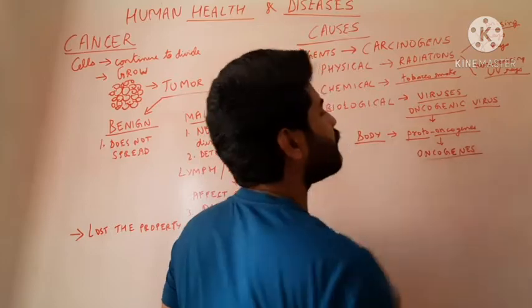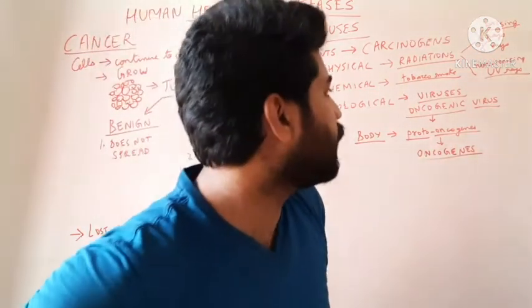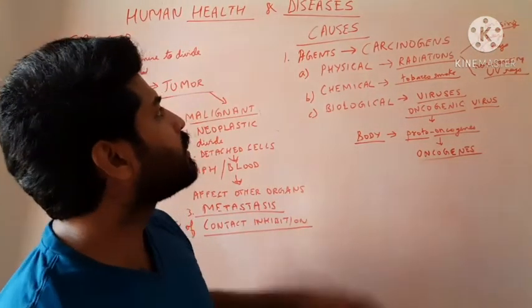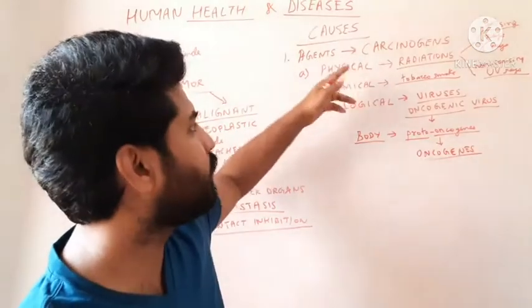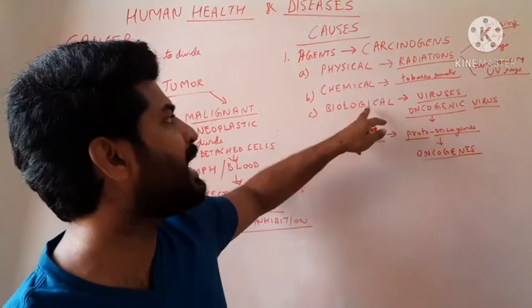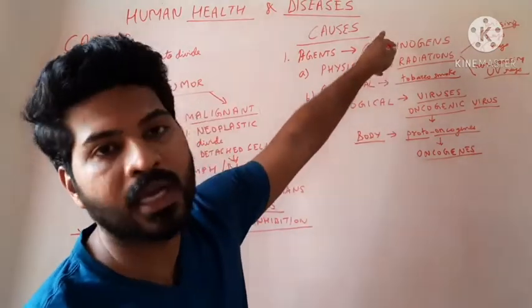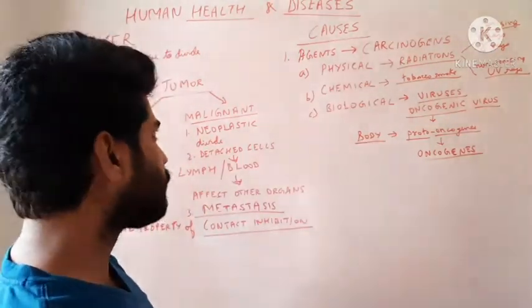oncogenes, resulting in cancer. So these are the three causes by which cancer is caused: physical agents, chemical agents and biological agents, called carcinogens.